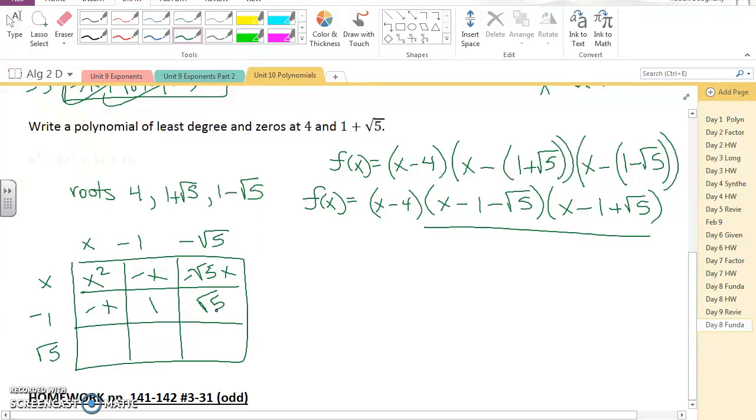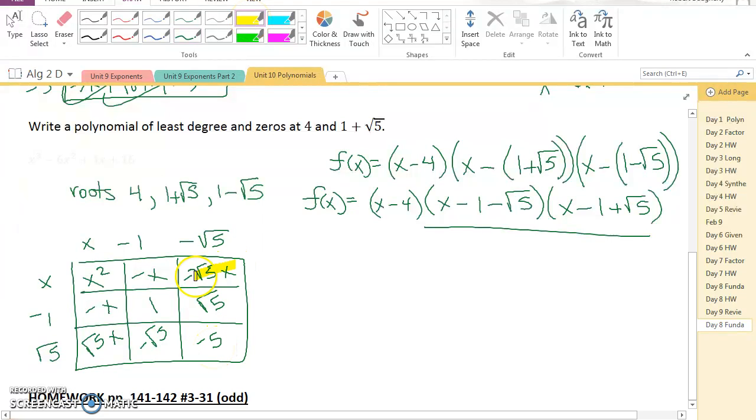And then to the next row, x times root 5, that's root 5 times x. Negative 1 times root 5, that's negative root 5. And then negative root 5 times root 5. So root 5 times root 5 is 5. You put a negative in there and this becomes negative 5.